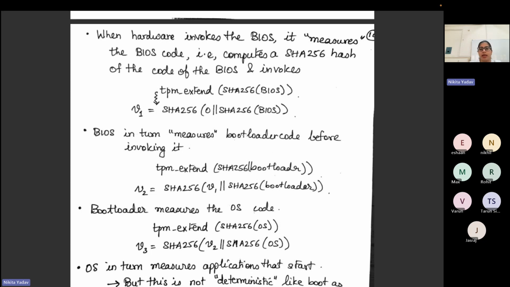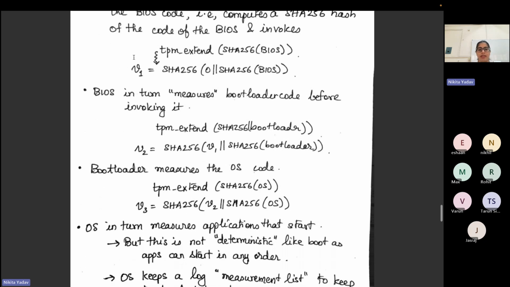So the hardware has measured the BIOS, computed a hash, sent it to the TPM, and then started the BIOS. The hardware here is not checking anything. It doesn't care what BIOS is going to run. It just computes the hash of the BIOS, sends it to the TPM to record it, and then starts the BIOS. Similarly, the BIOS doesn't check what bootloader code is going to be started. It just takes the hash of the bootloader code and passes that to TPM extend.